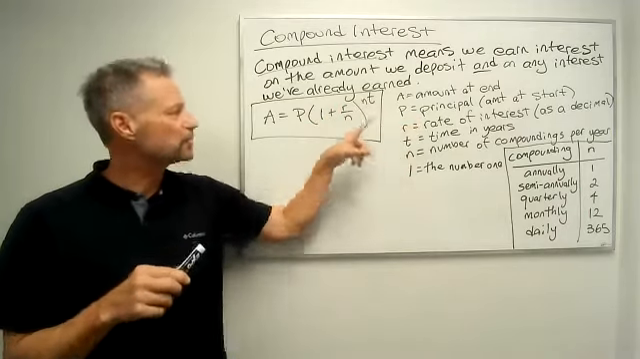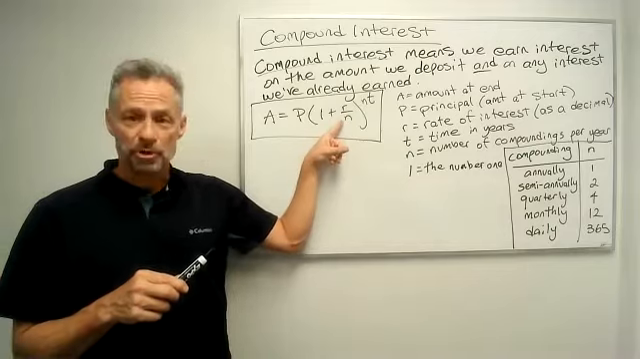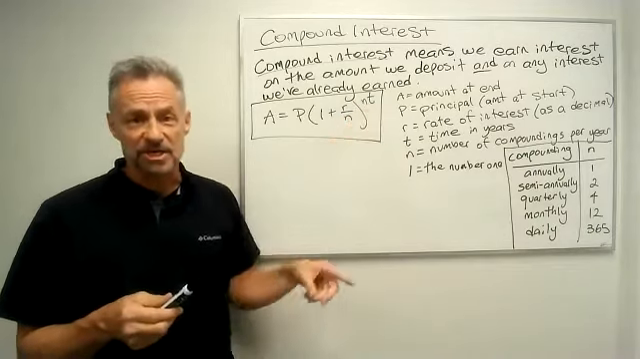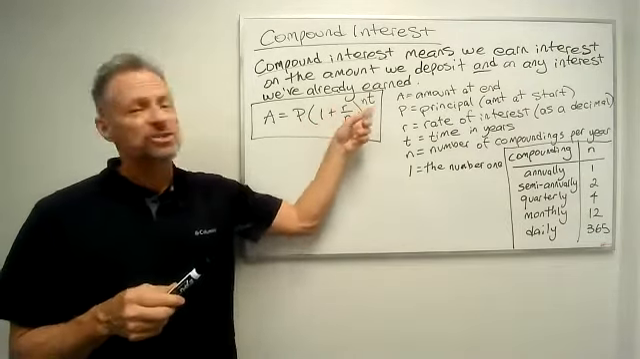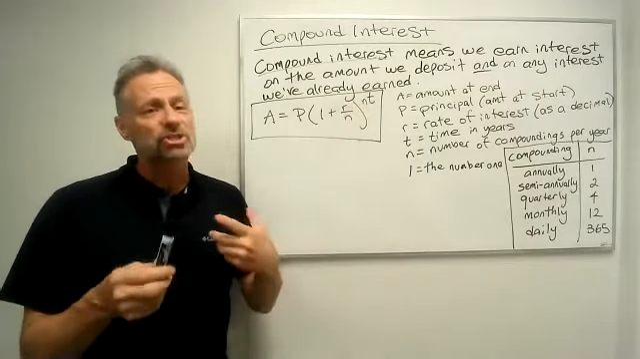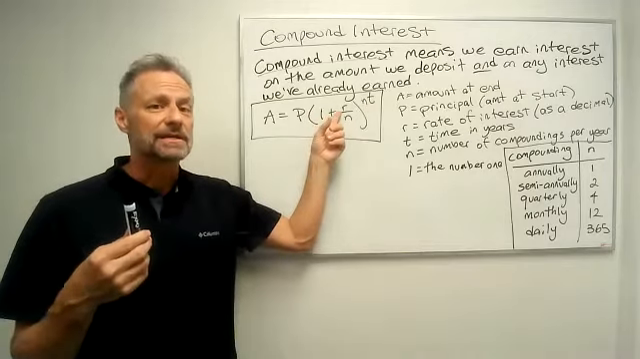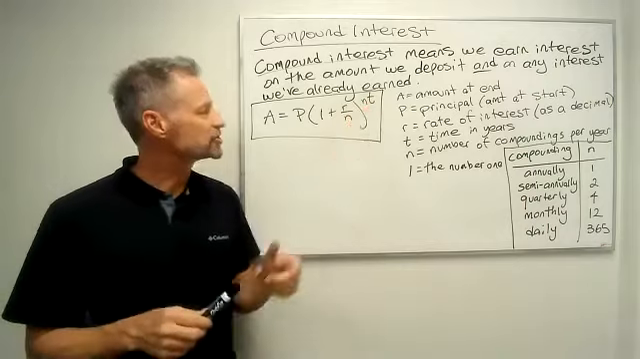We change it to a decimal for our calculations. n is the number of compoundings per year, and it shows up in 2 different places. And t is the time in years. Now, time doesn't have to be in years, but if rate is in years, time will be in years. If rate's in months, time will be in months. We're just going to do years to make it simple. So the rate will be the yearly compounded interest rate, and t will be the number of years.